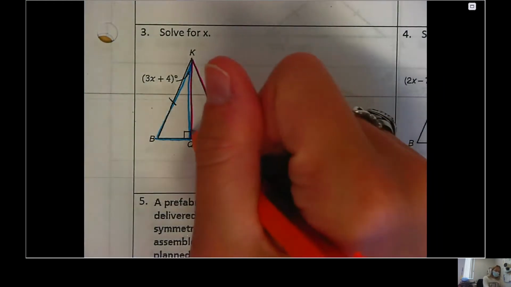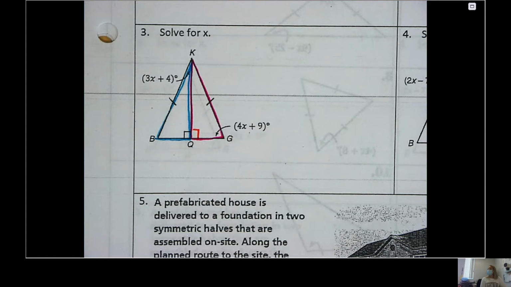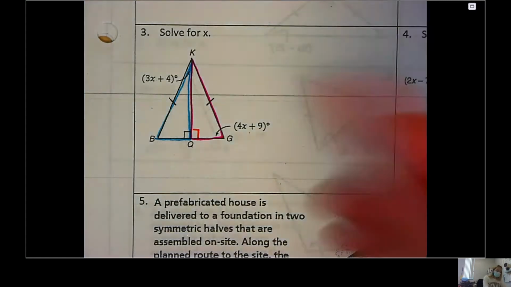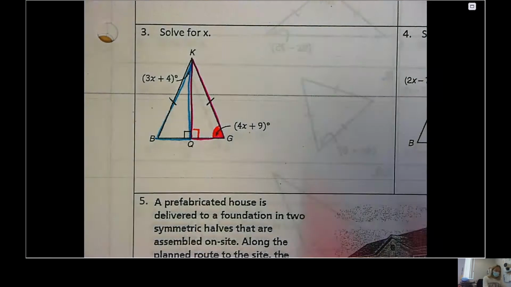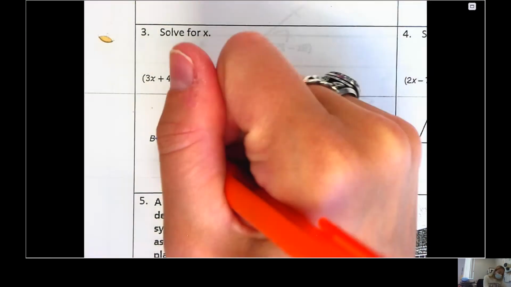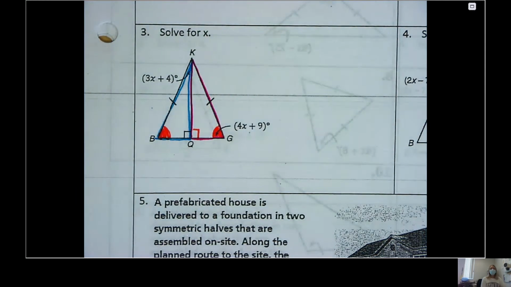90 degrees. Good. You should have a 90 on both sides. Fantastic. Put that in. All right, angle G is 4x plus 9 degrees. Which one should be the exact same as angle G? Flip it over. Angle B. So if angle G is 4x plus 9, what does that mean angle B is? 4x plus 9 degrees.